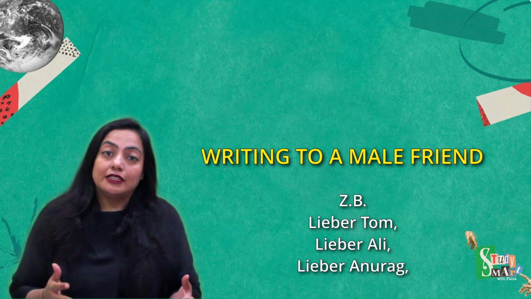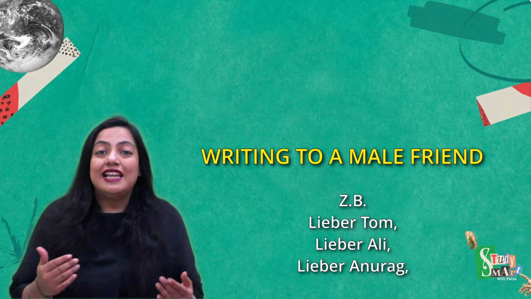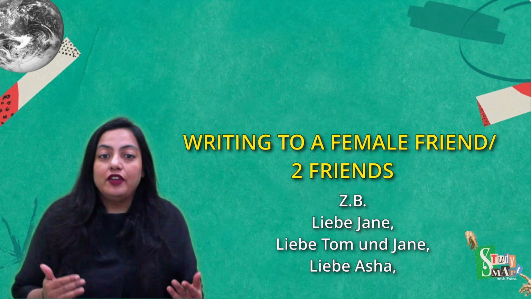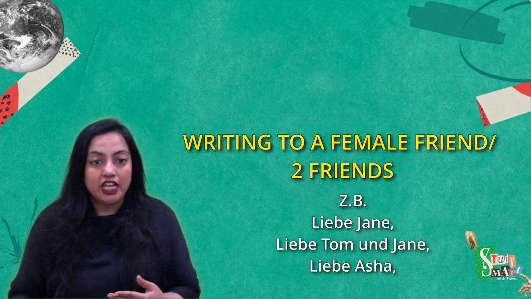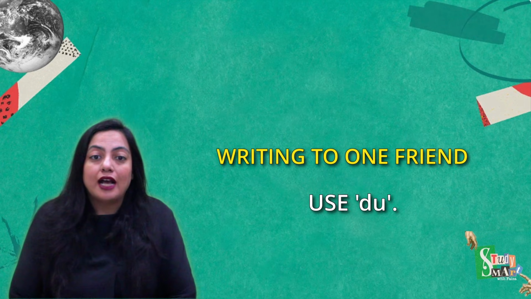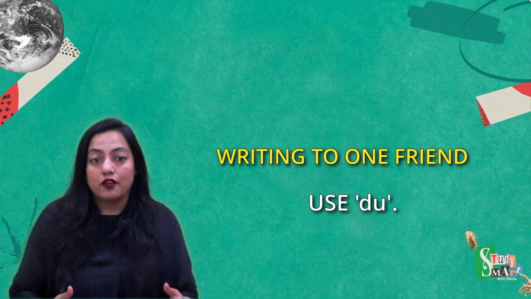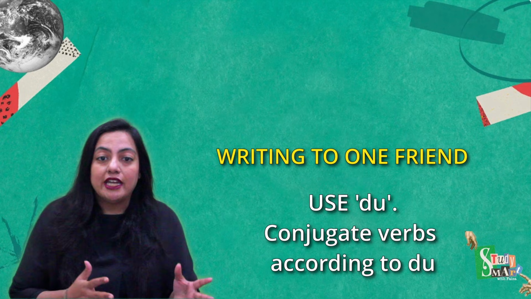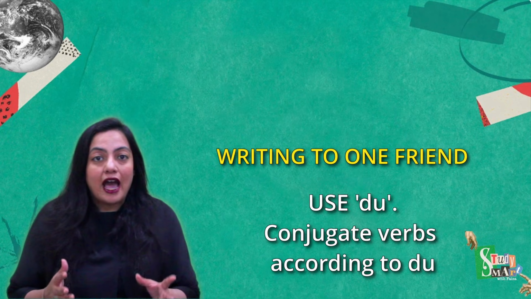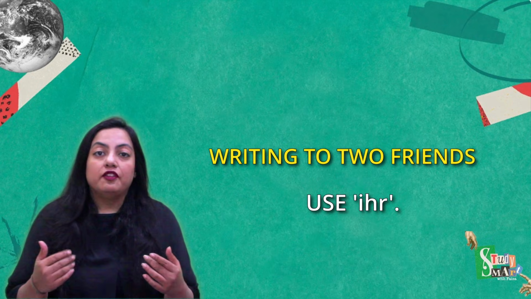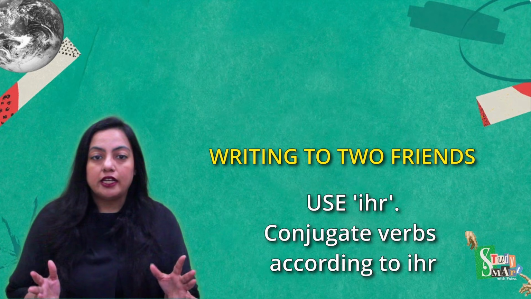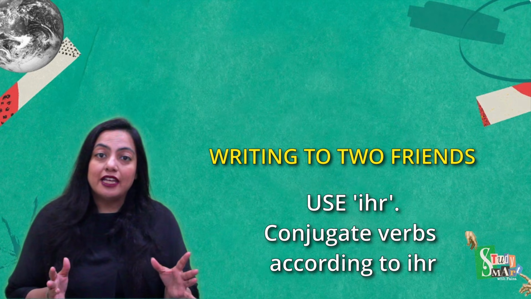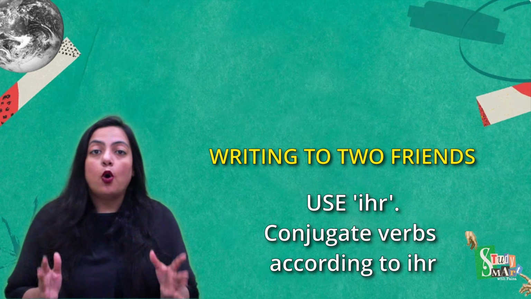Remember, if you are addressing a male friend, then you will write Lieber Tom. If it is a female or more than one friend, it will be Liebe Jane or Liebe Tom und Jane. Remember, you will be using du as the personal pronoun while addressing your friend, and all the verbs will be conjugated accordingly. That means they will have a st sound at the end. If you're writing to more than one friend, then you will be using ihr, and all the verbs will be conjugated according to it. Meaning in most cases, it will be ending with et or a single t.